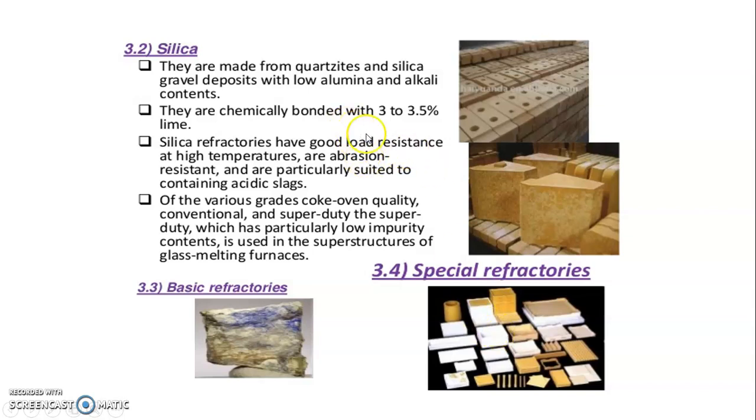Silica refractories are made from quartz and silica gravel deposits with low aluminum and alkaline contents. Here you can see the chemically bonded with 3 to 3.5%. Then the silica refractories have good load resistance at high temperature, are abrasion resistant, and are particularly suited to containing acidic slags. Here you can see the special refractories, and this is the basic refractories.